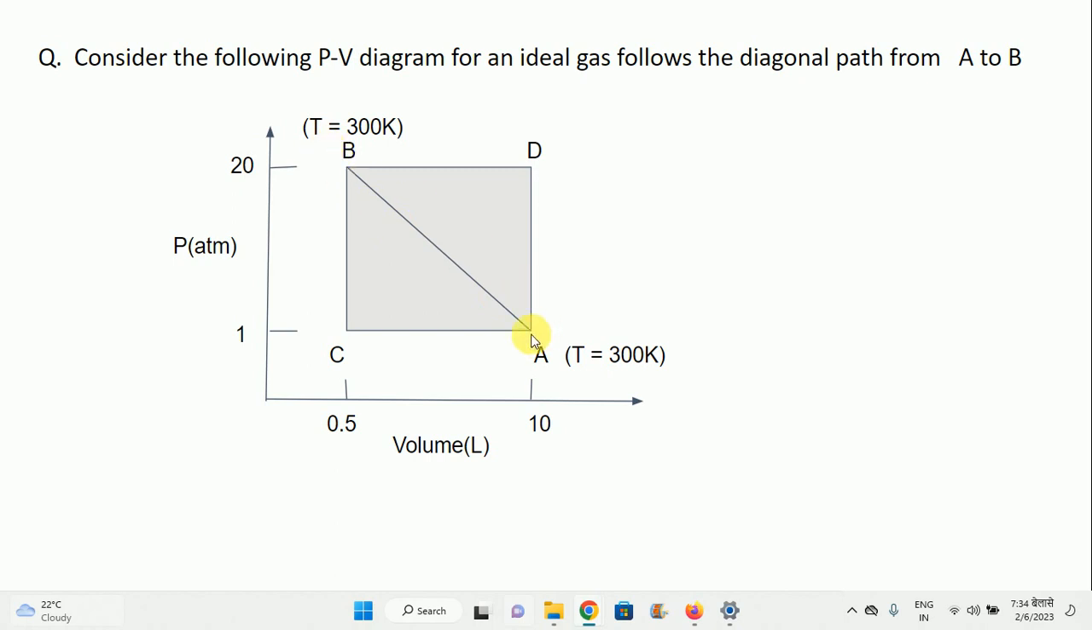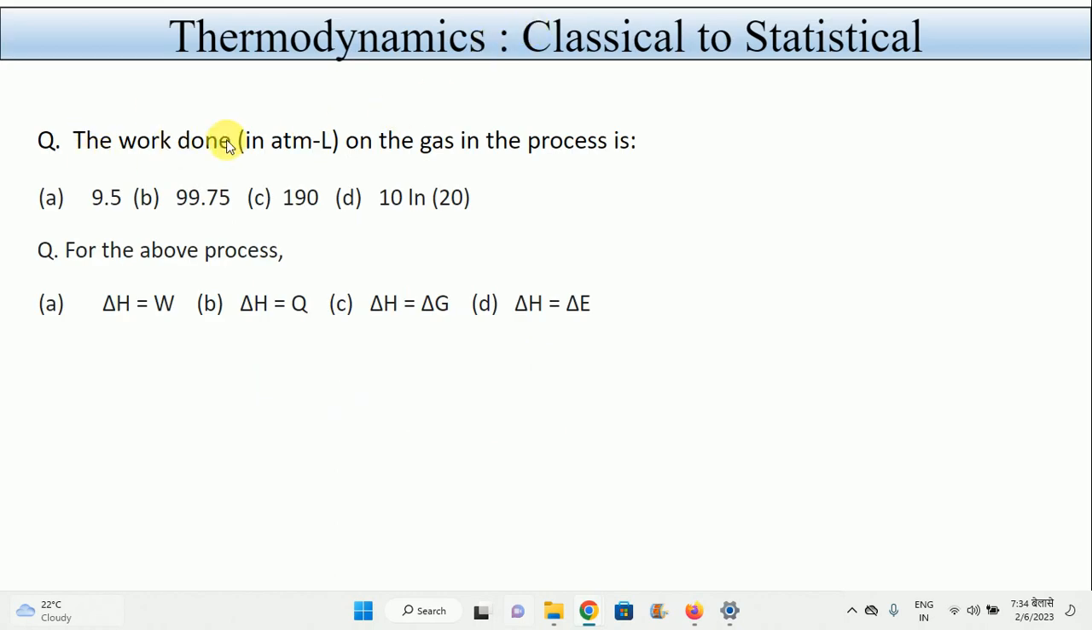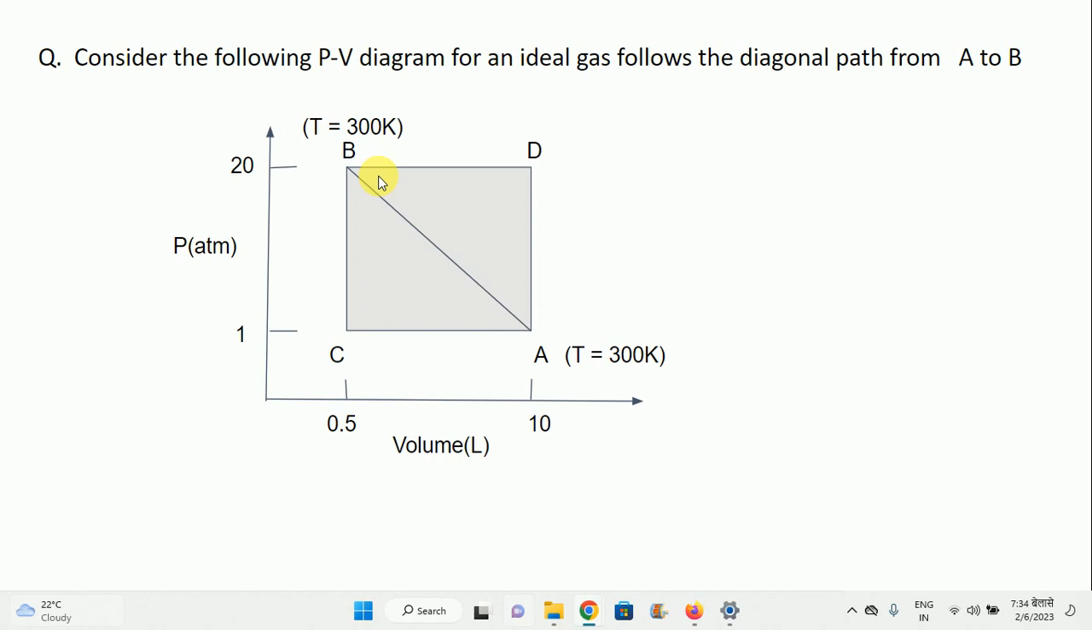From A to B, temperature is constant, so it is an isothermal process. At A, volume is 10 liter, and at B, volume is 0.5 liter, and pressure also changes from A to B. Pressure is 1 atm at A and 20 atm at B. So the question is: what is the work done on the gas in the process from A to B?